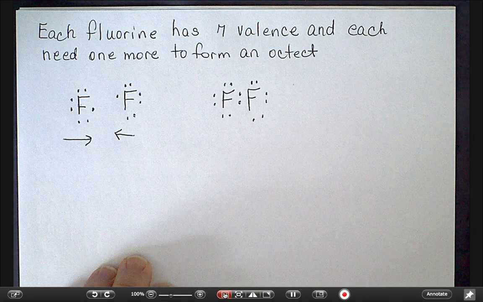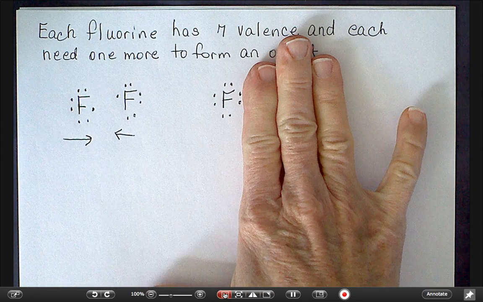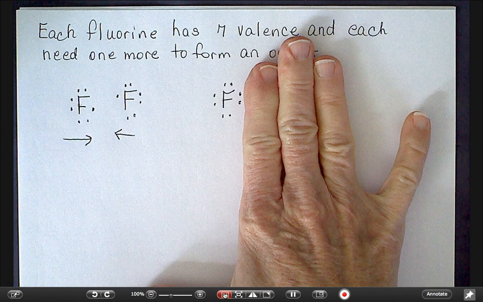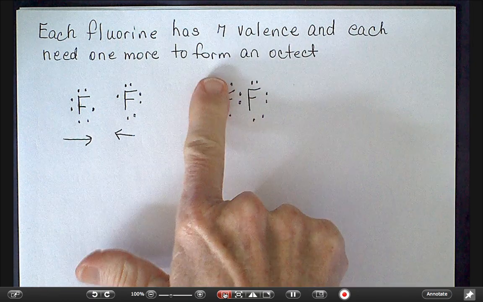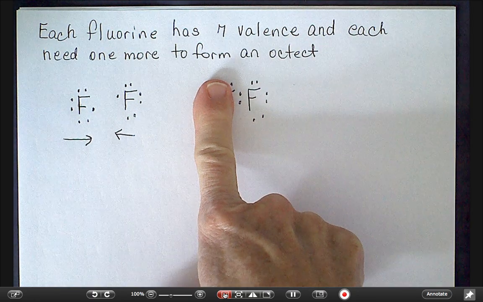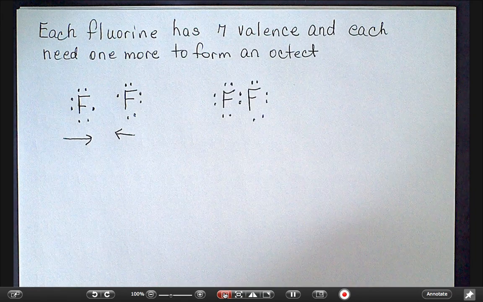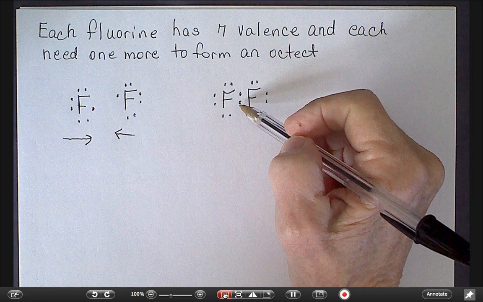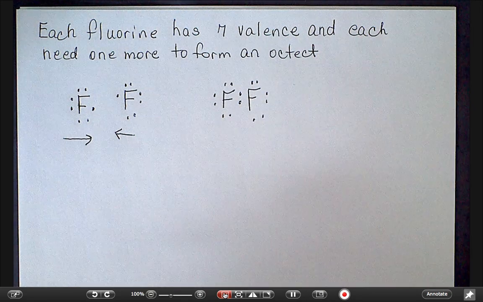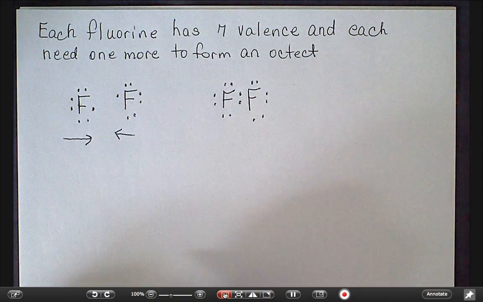You see that? Now, if you cover up this one, how many valence electrons does it have? 8. If you cover up this one, how many valence electrons does it have? 8. Right here is the shared pair. That's the covalent bond. That is the covalent bond.